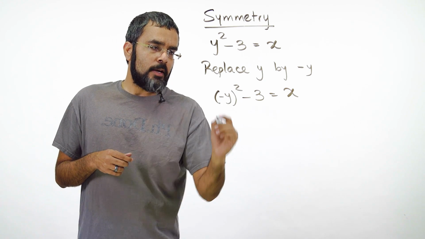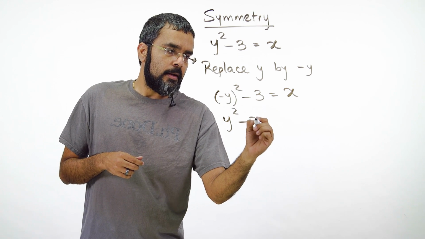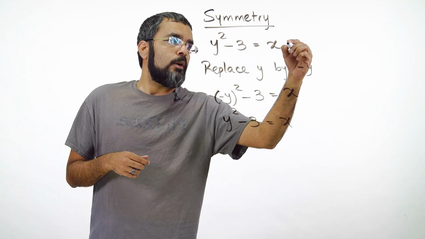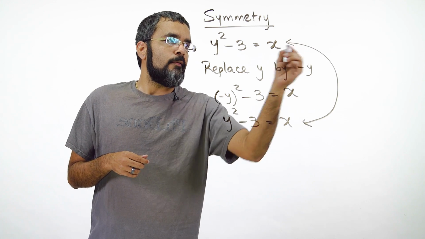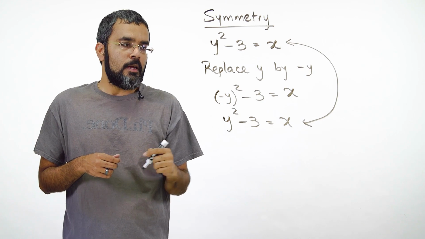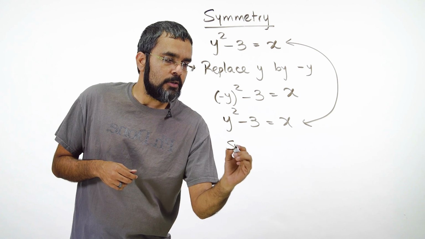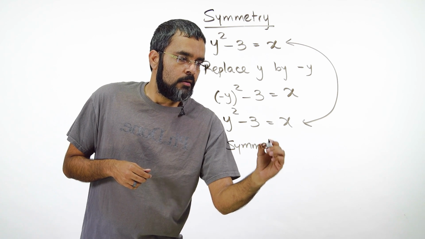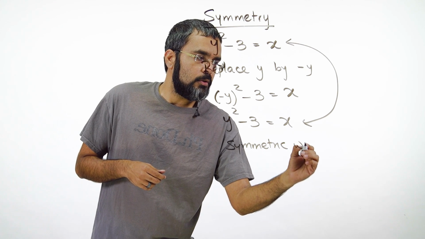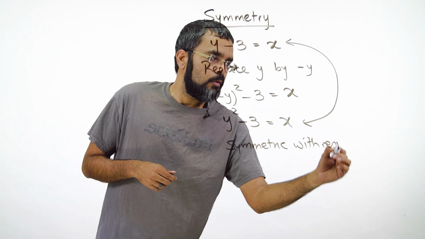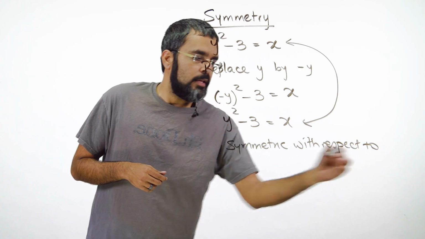And again, negative y squared is just y squared. Minus 3 equals x. And I notice that the equation that I have and the equation I began with are the same. And so we can say that this graph is symmetric with respect to the x-axis.